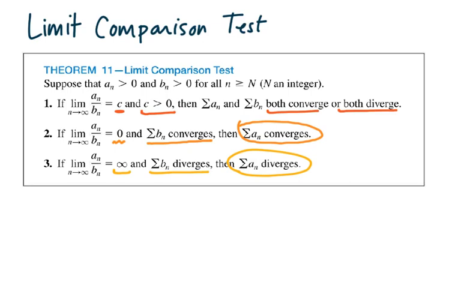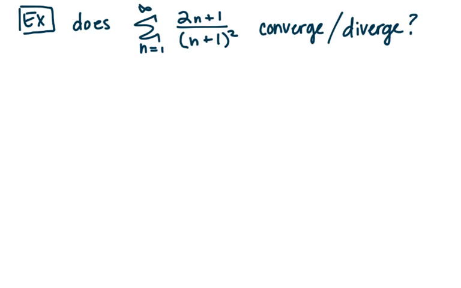All right, so we're going to pick an nth term for each of these, create a ratio, do the limit as n approaches infinity, calculate that, and we're going to be looking either for a positive constant, 0, or infinity. So here we have an example. The sum from n equals 1 to infinity of 2n plus 1 divided by the quantity n plus 1 squared. All right, so we've got to figure out how to deal with this.